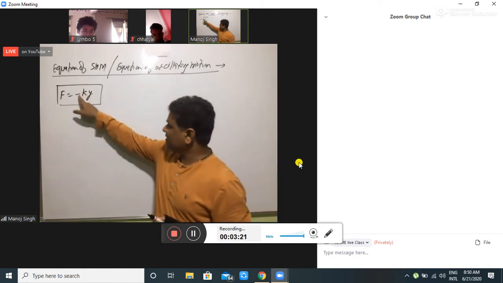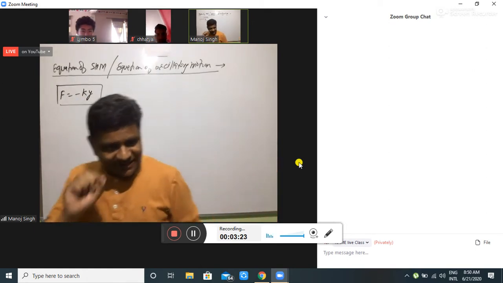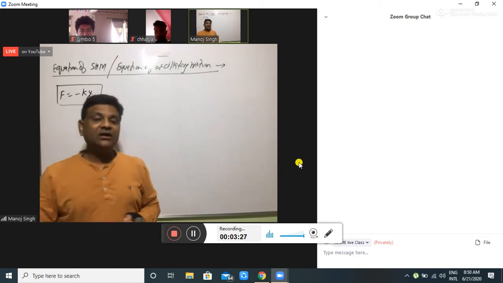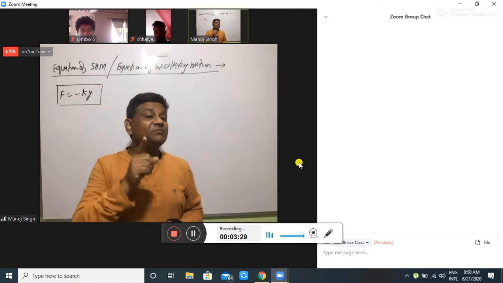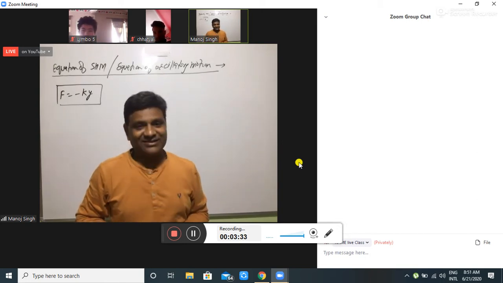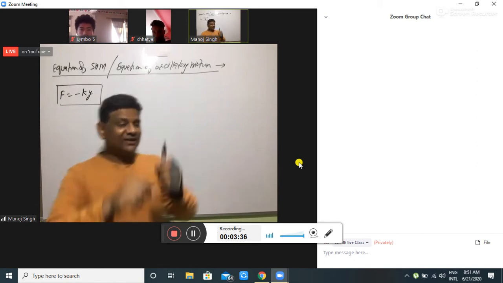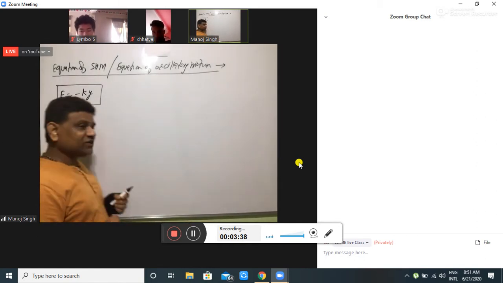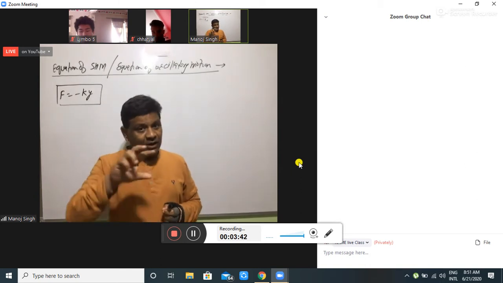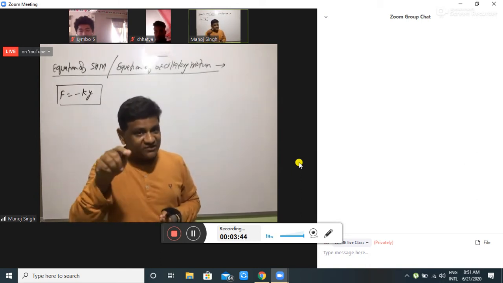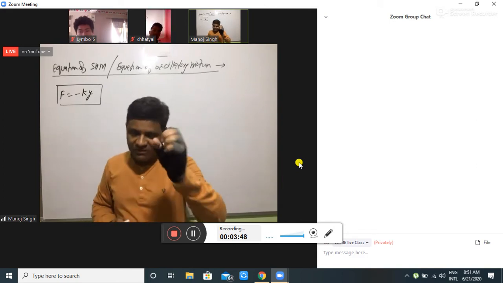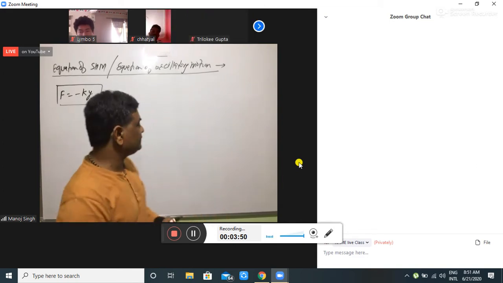Now, what does this negative sign mean? The negative sign represents that force and displacement are both in opposite directions. I repeat, the negative sign represents that force and displacement are in opposite directions. How do we understand this? It will be clear with the help of one diagram, which I want to take in class now.